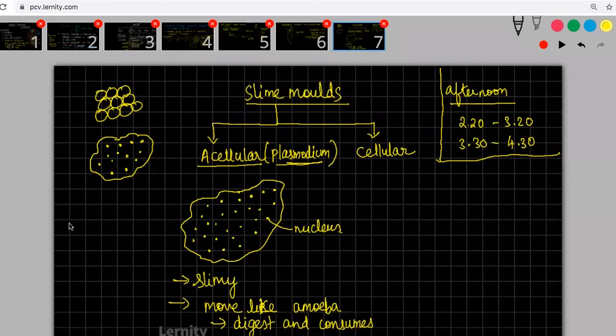Is slime capable of moving? Yes, it is capable of moving. Maybe you can say pseudopodia, not a problem.